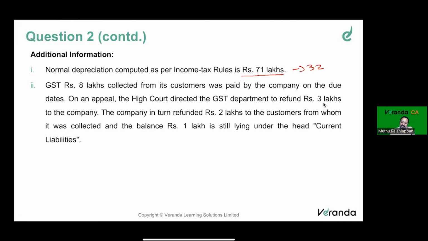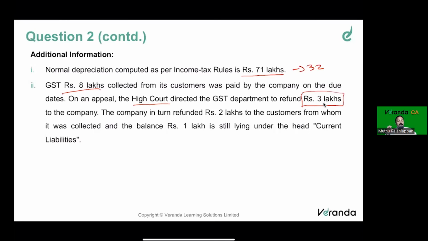Okay, the next is GST of 8 lakhs. So basically they have collected this from its customers. Whatever has been collected from customers has actually been paid to the government. But later, in a High Court ruling, it was said that about 3 lakhs is not applicable GST. So the 3 lakhs collected from the customers is written back.